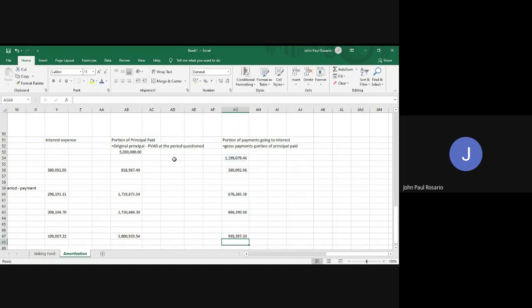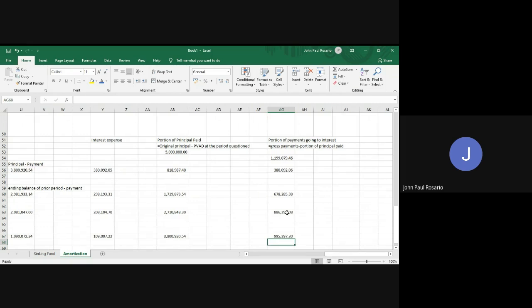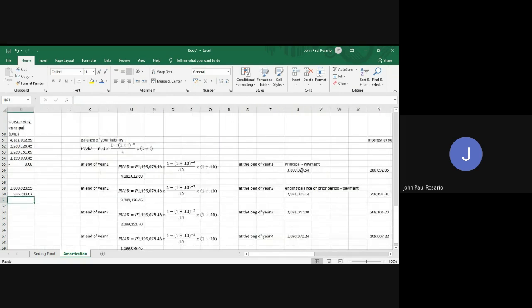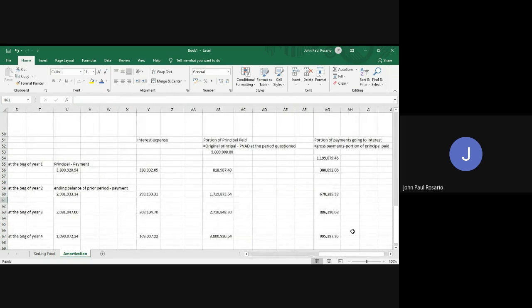Okay, so if you want to check, for example, on year 3, what's the total interest due? So in year 3, for interest paid, 886,390. 886,390. Okay, same here. So what else do we need to discuss on amortization?